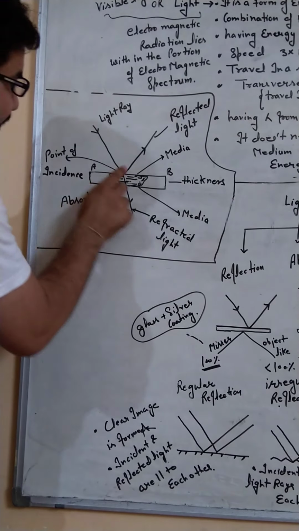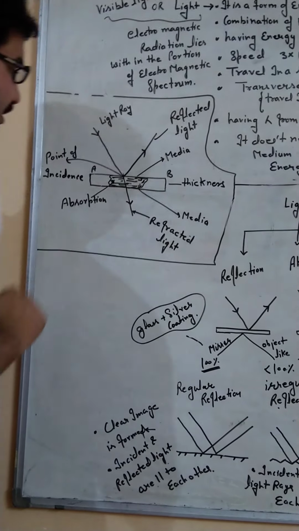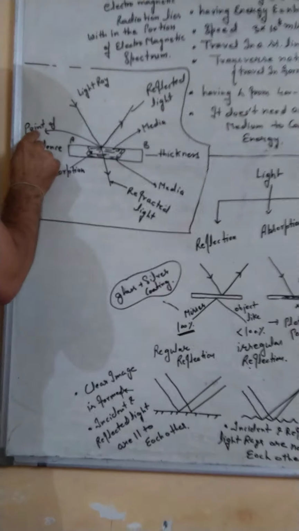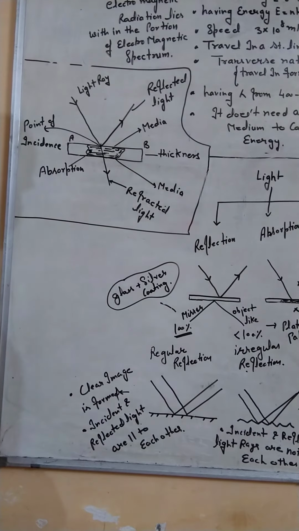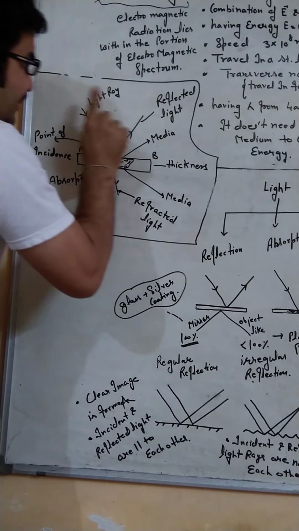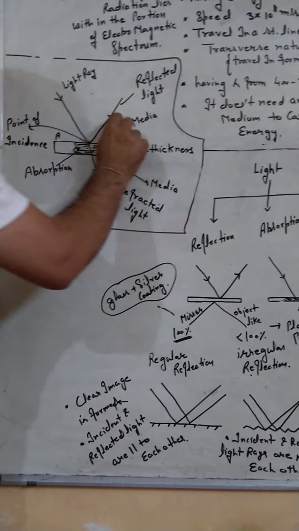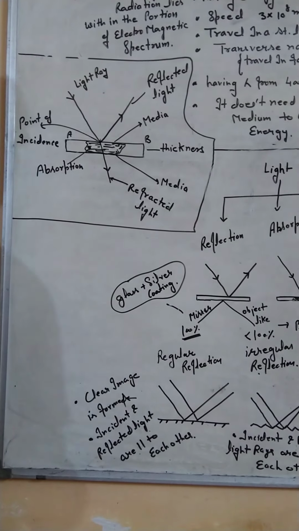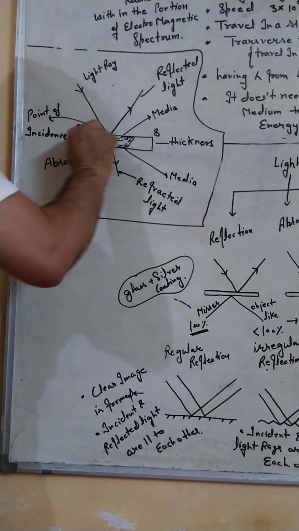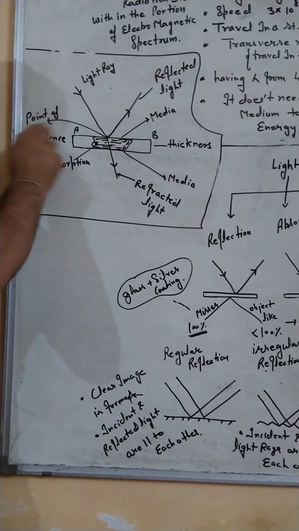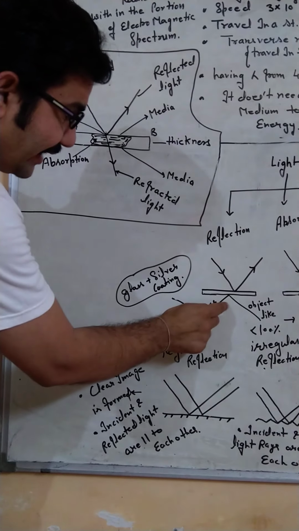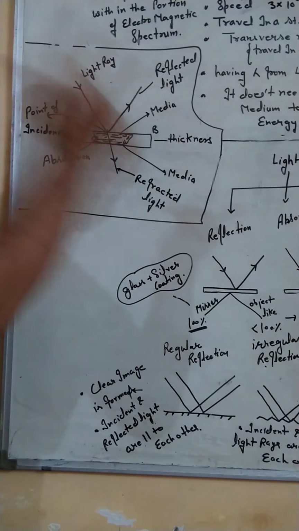So a light ray falls on the AB surface, the interface, gets incident at a particular point, that point is called the point of incidence, and gets reflected back into the same medium from which it came. That light is called reflected light, and that phenomenon in which light is incident on the surface of any medium and goes back into the same medium from where it came is called reflection. In that picture you can see here.